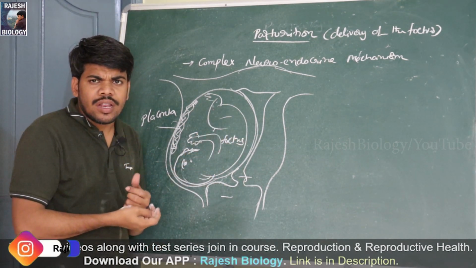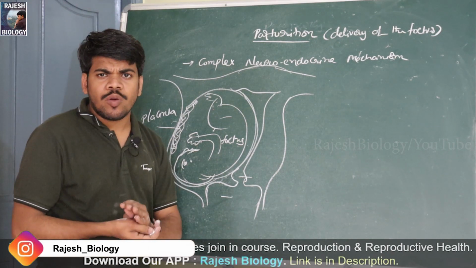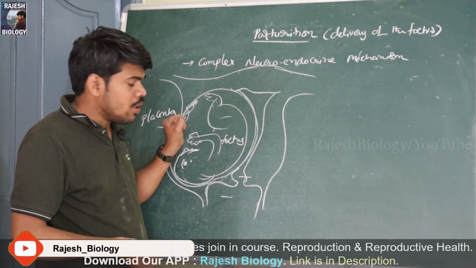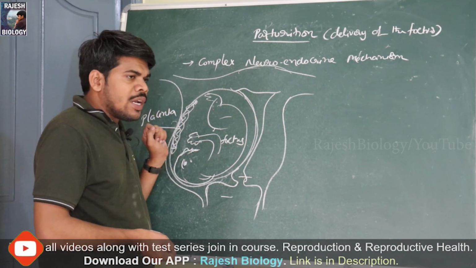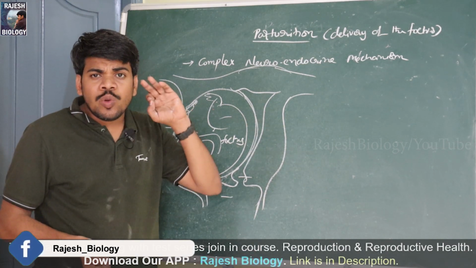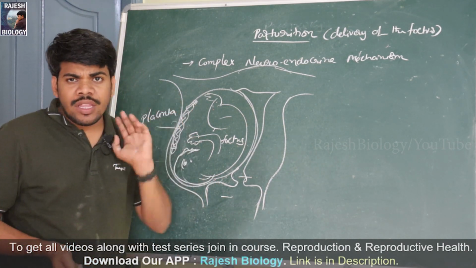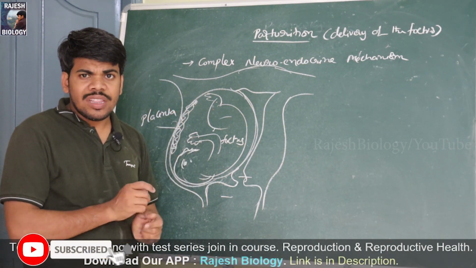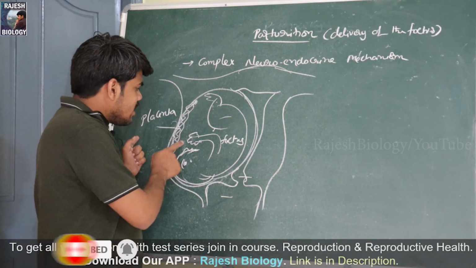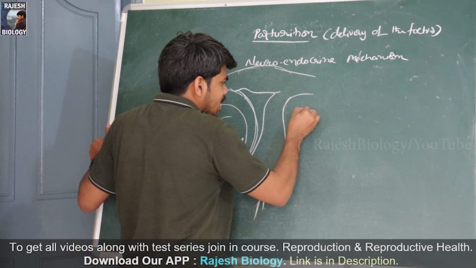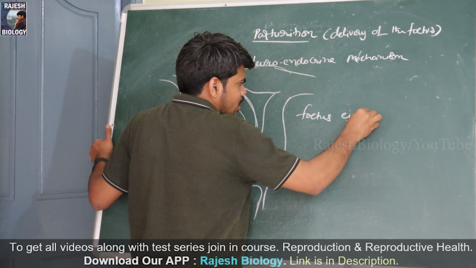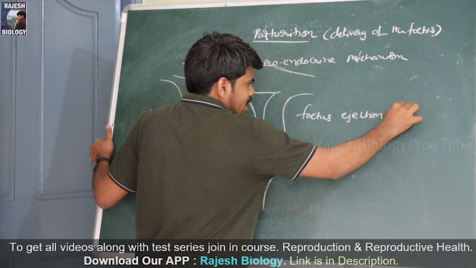Once they think, yes, it is completed, I have to come out and say hi to the world, when the baby decides to come out, the fully developed fetus and placenta send a nerve signal to the pituitary gland of the mother. They send one neural reflex to the pituitary gland. This reflex is called the fetus ejection reflex.